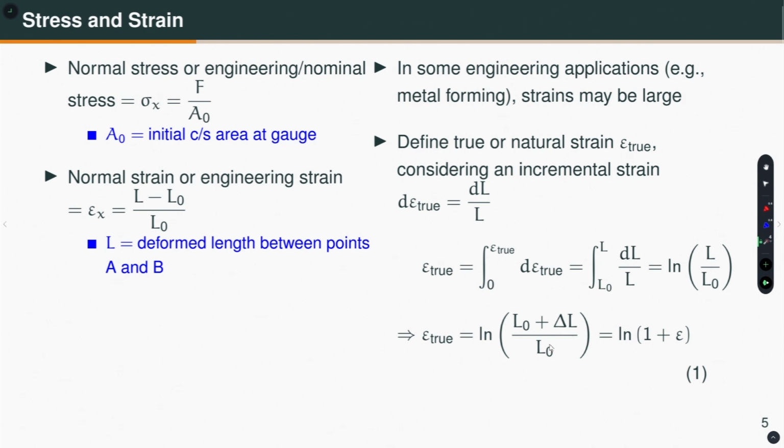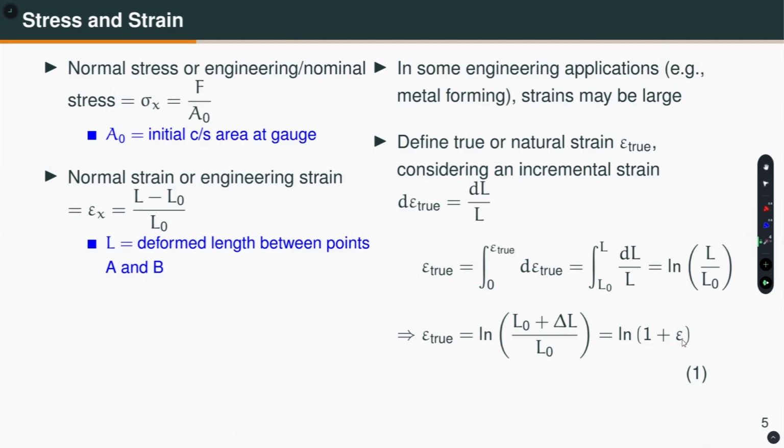Then I can write L is equal to L 0 plus the change in length delta L. So L 0 by L 0 is 1 and delta L by L 0 is my engineering strain epsilon. So the natural strain or the true strain is equal to natural log of 1 plus the engineering strain.